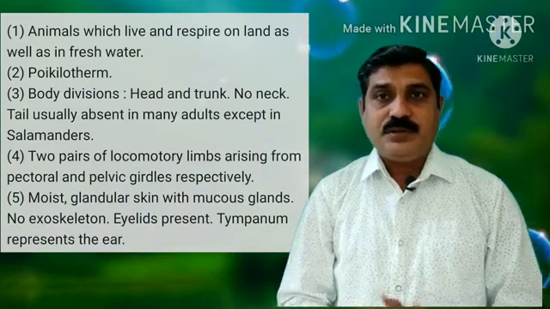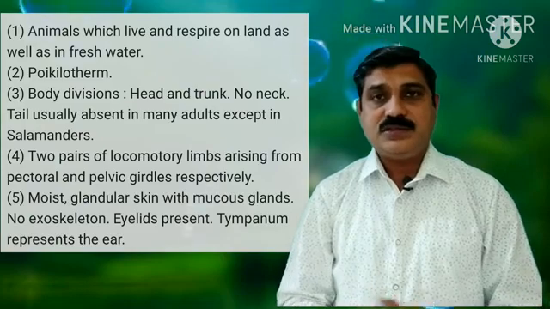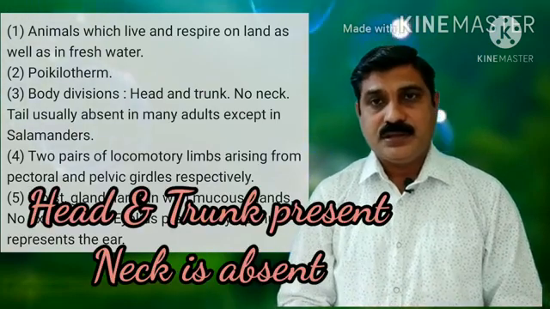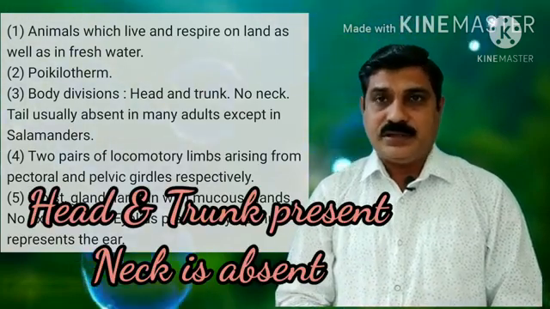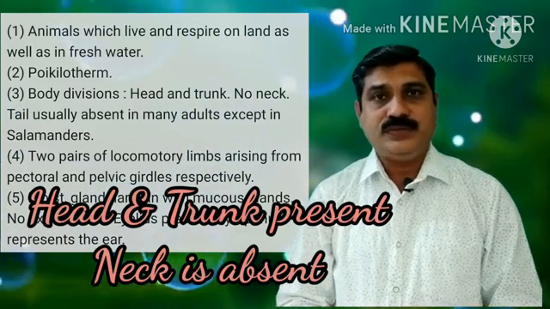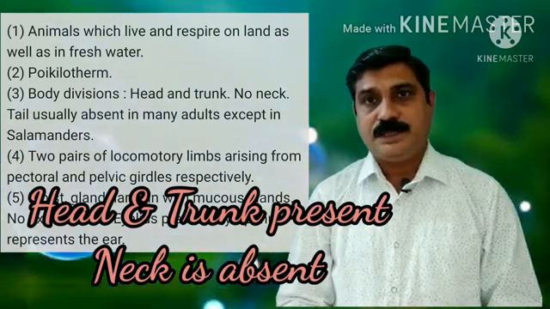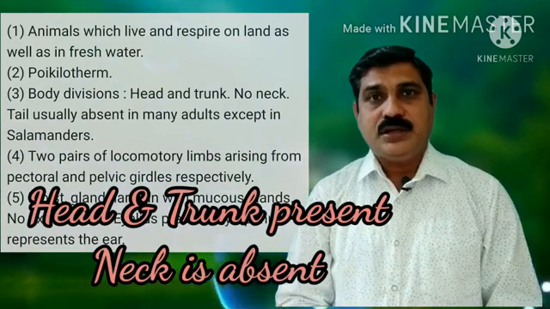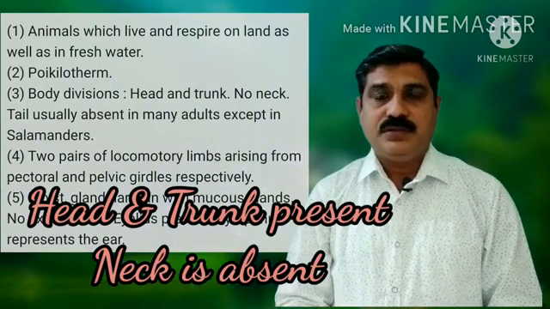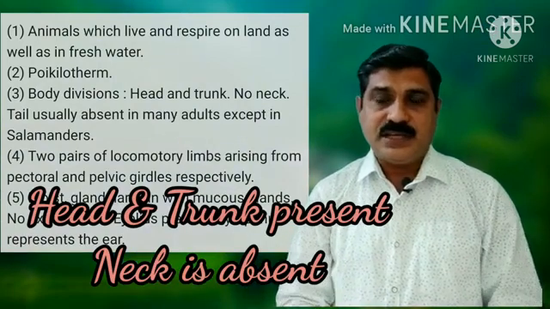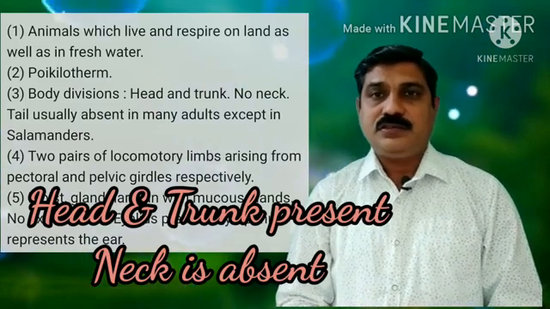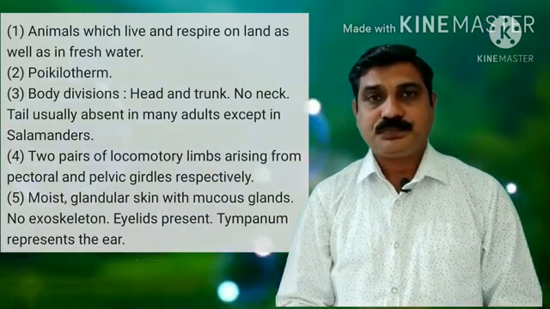In amphibians, the body division consists of head and trunk. Neck is absent here. Tail is usually absent in adults, but in the salamander, the tail is present. It is an exceptional case, the salamander, but the tail is present in the larval stage.